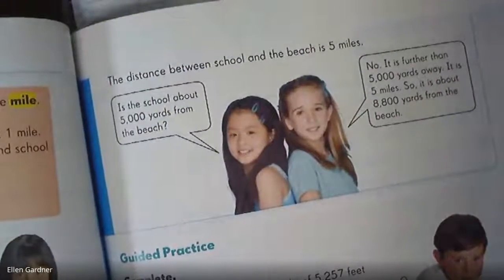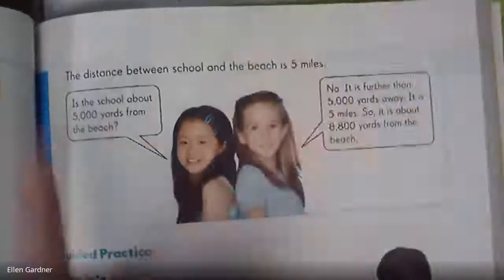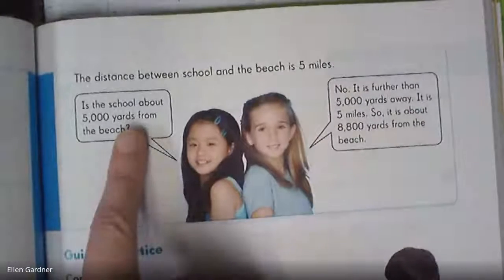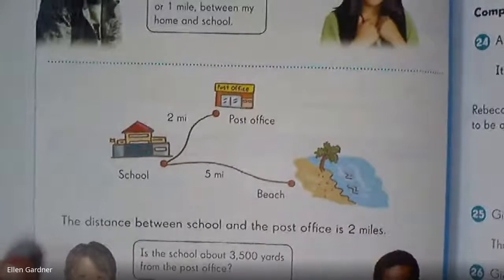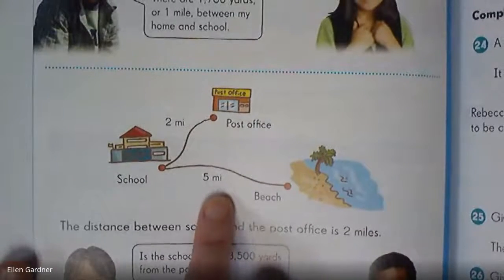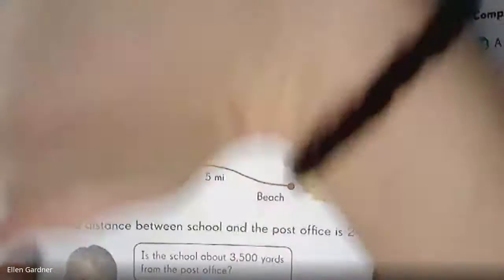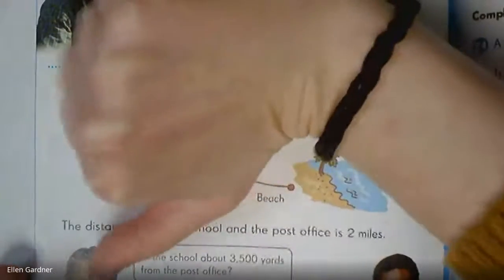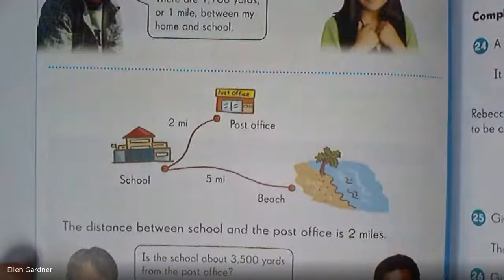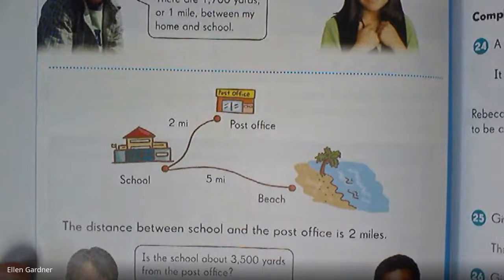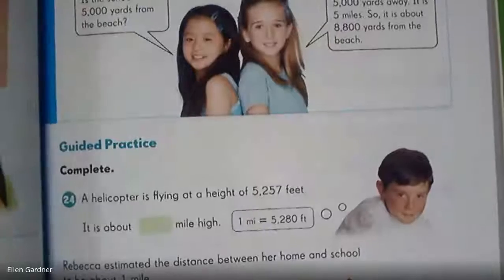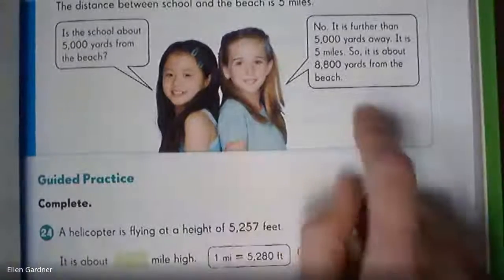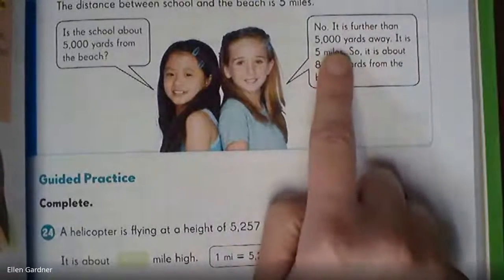And these girls say, is the school about 5,000 yards from the beach? Is that right? 5,000 yards? No. It's about 3,500 yards. She says, this girl looks very concerned. She says, no, it's further than 5,000 yards away.